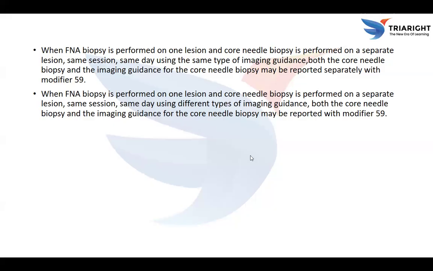The second scenario is FNA on one lesion and core biopsy on a different lesion, same session, same day, but different imaging guidance. You can still report both: the core needle biopsy and the imaging guidance for the core biopsy. Again, you have to use modifier 59. Why is modifier 59 required? Because this is a separate and distinct procedure. It tells the payer these are different lesions, separate work, and not bundled.